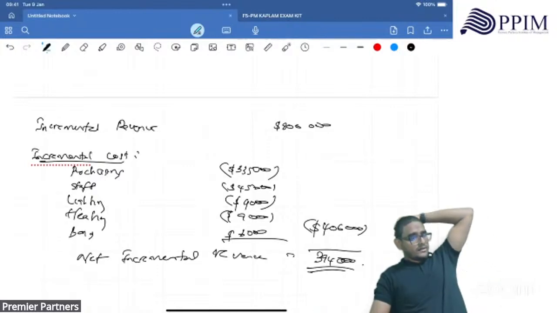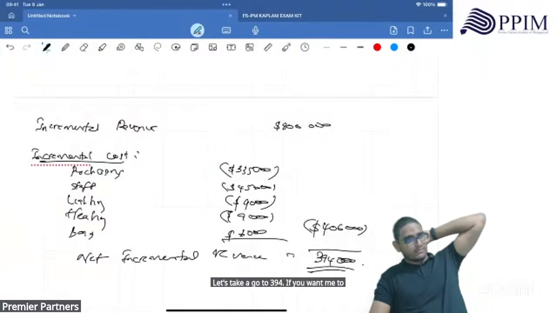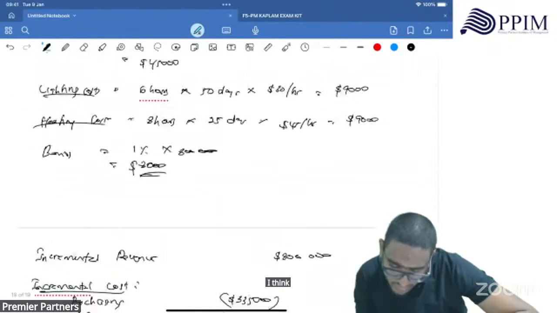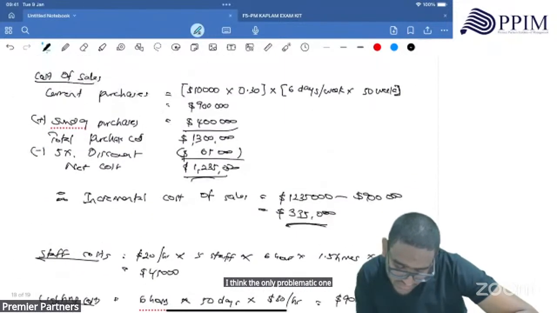Let's check, see if you got 394. If you want me to explain a particular working, let me know and I'll take you through. I think the only problematic one was the cost of sale.